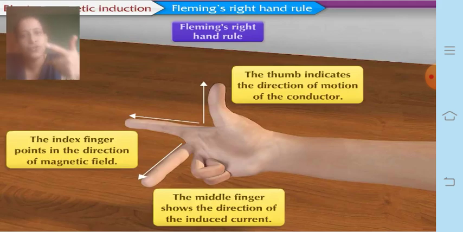So next time I'm going to show you, with the help of Fleming's right hand rule, the working of the generator.